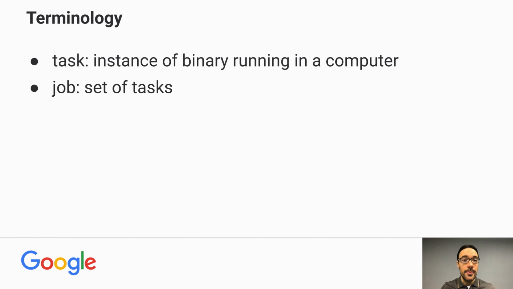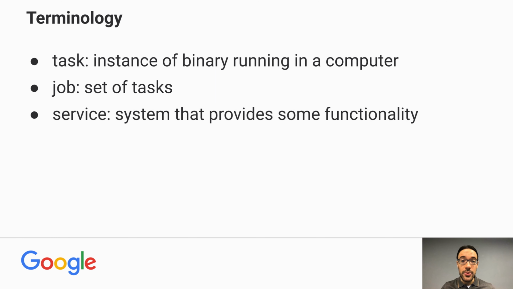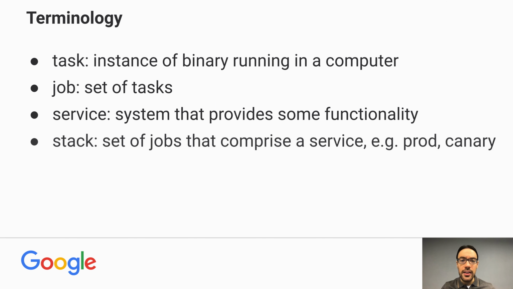I will use the term service to refer to a system that provides some functionality for other systems. It could be a front-end, a back-end, a combination of a front-end and back-end, or something else entirely. A stack is the set of jobs that comprise a service. A service may consist of several stacks. The production stack is the stack that serves most of the production traffic.